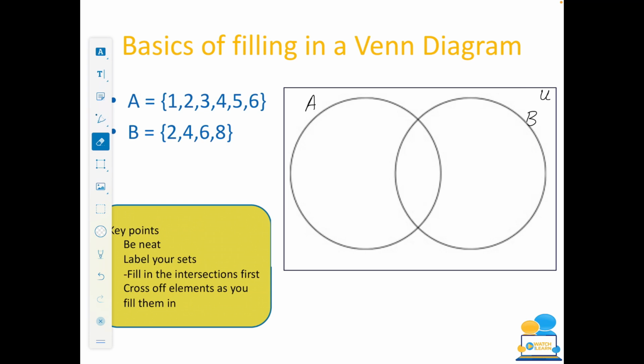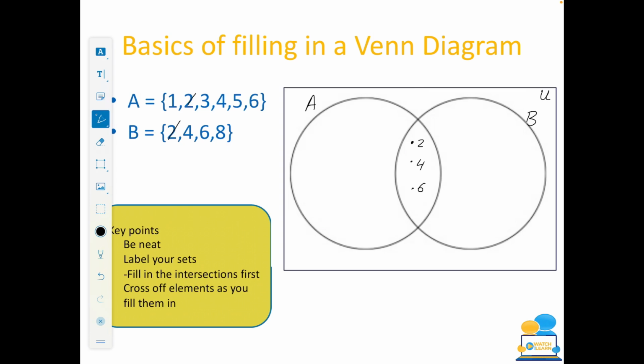So when we're filling in our Venn diagram, the first thing we're going to look for is any elements that are common to both. So what's in A that's also in B? I can see the number 2 is in both, the number 4 is in both, and the number 6 is in both. So we're going to fill these numbers into the middle, because if they're in that middle bit, they're in A, but they're also in B.